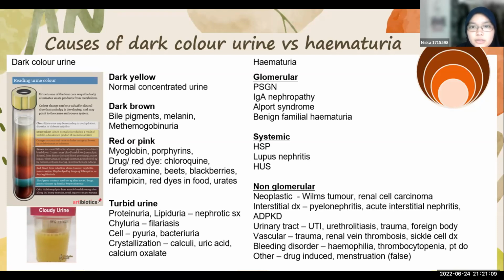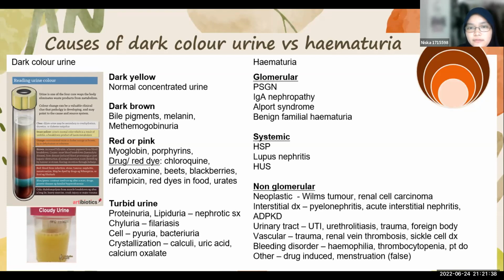Porphyrin is a water-soluble metallic ring molecule that has ferrum 2+, and one example is the heme molecule. Others like drugs and also red dye. Chloroquine is one example that can cause methemoglobinuria, as mentioned earlier. Other examples: deferoxamine, beets, blackberries, rifampicin, urates.